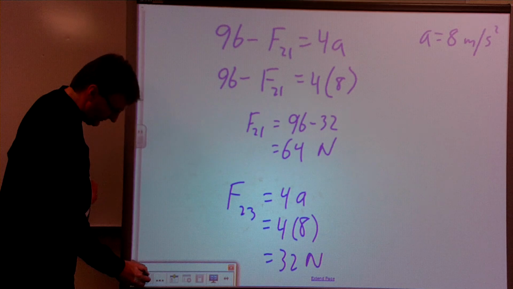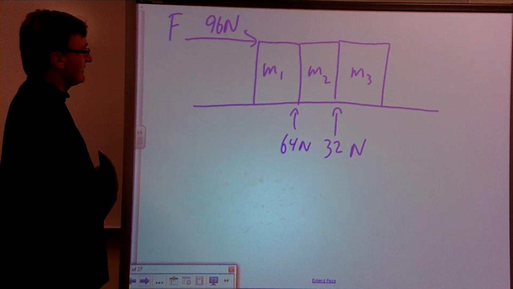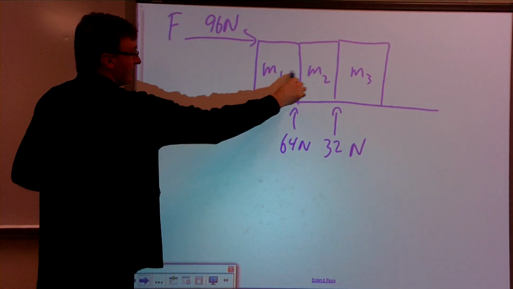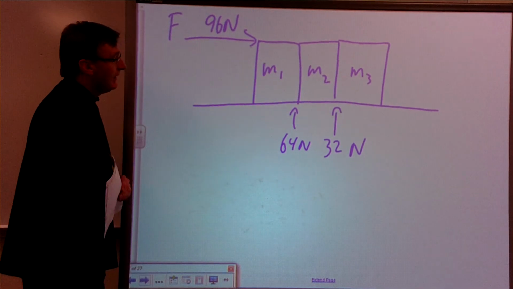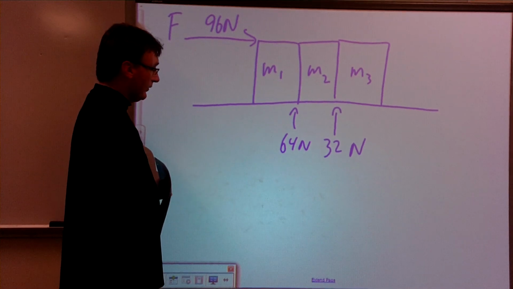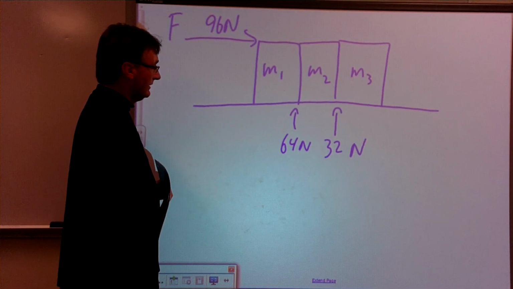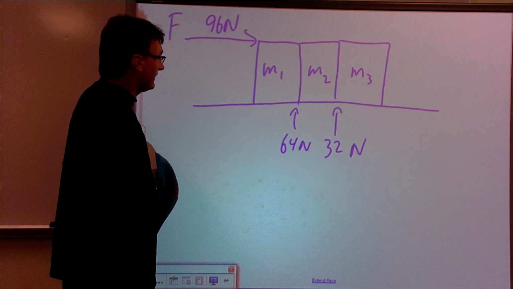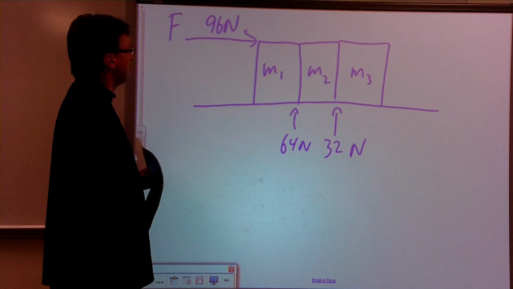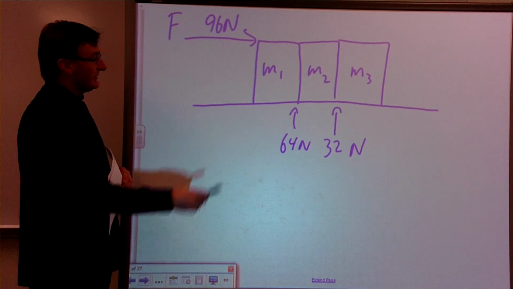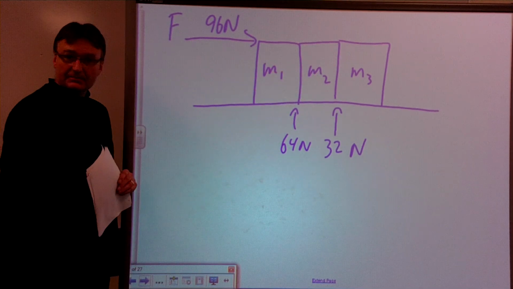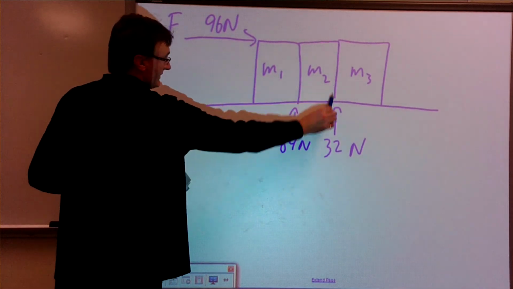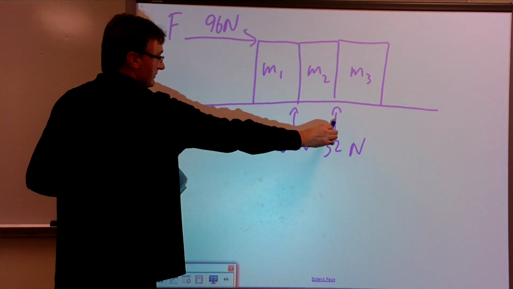And then lastly, the force of the second mass on the third mass works out to 32 newtons. So essentially, it looks like this. We have an applied force of 96 newtons accelerating the system at, no, sorry, it would be 8 meters per second squared. So the system is accelerating at 8 meters per second squared, and the contact force in here is 64 newtons, and the contact force here is 32 newtons.